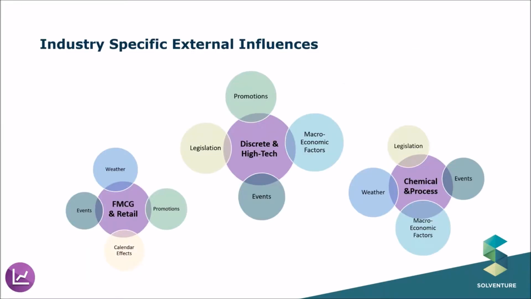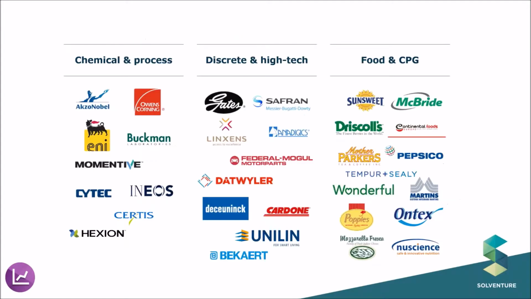When we look at different types of industries, we see that not all industries are affected by the same type of external information. We see, for example, that chemical industries are more affected by macroeconomic factors, whilst when we look at FMCG or retail, we see that promotions, events, and calendar effects play a bigger role. So that's important to take into account when you're doing an analysis.